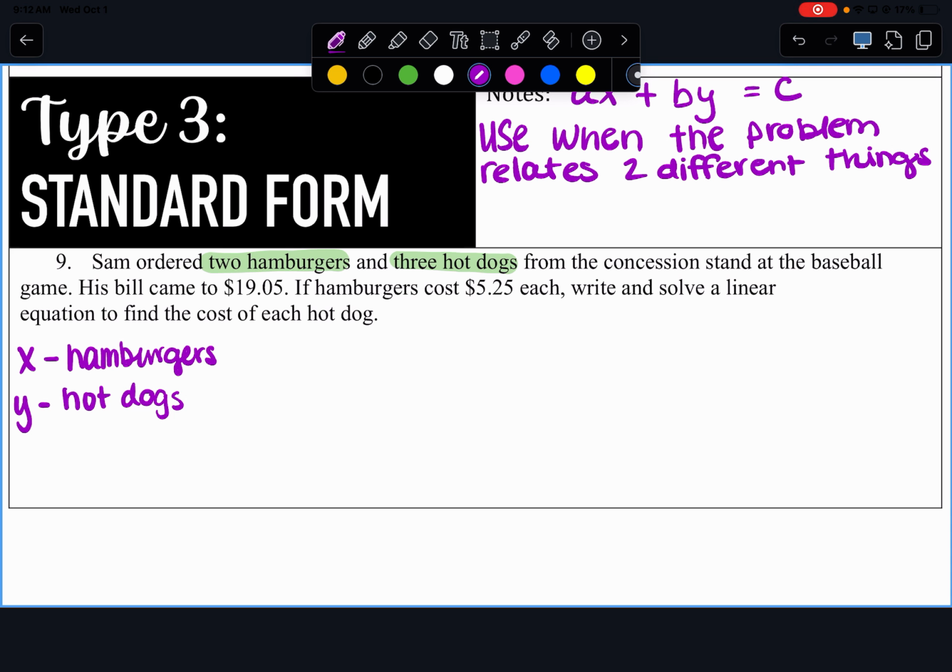So we're going to set up this equation. How many hamburgers did he order? So we're going to have 2x plus how many hot dogs did he order? 3y. And how much money did he spend in total? 19.05. So we set up our equation.